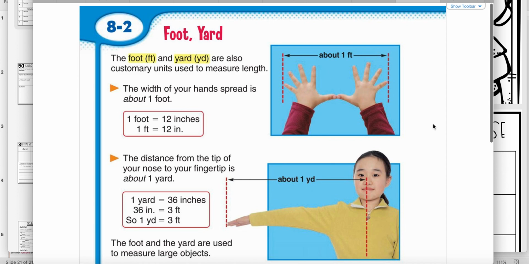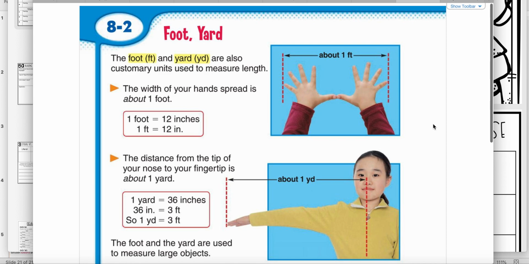Okay, so let's take a look at 8.2. Last time we talked about quarter inch, half inch, and inches. Now we're going to talk about a foot and a yard. A foot and a yard are also customary units to measure length. One foot is 12 inches. If you put your hands spread out together, that's about 1 foot.